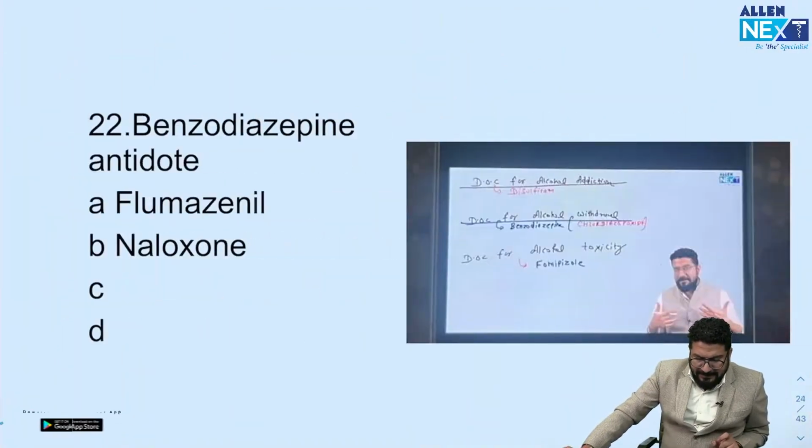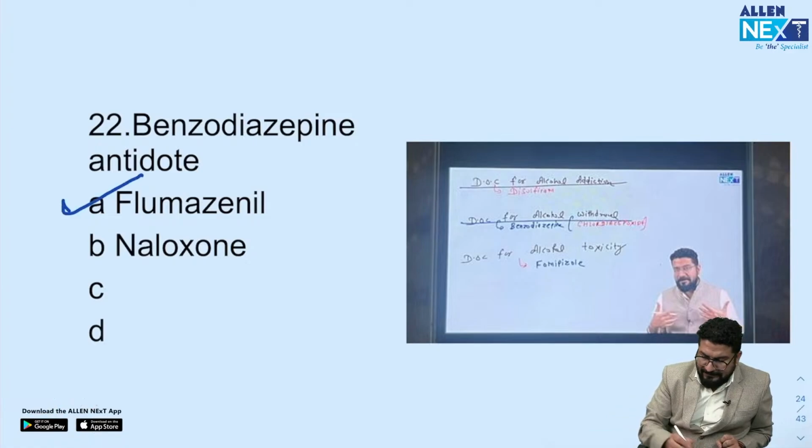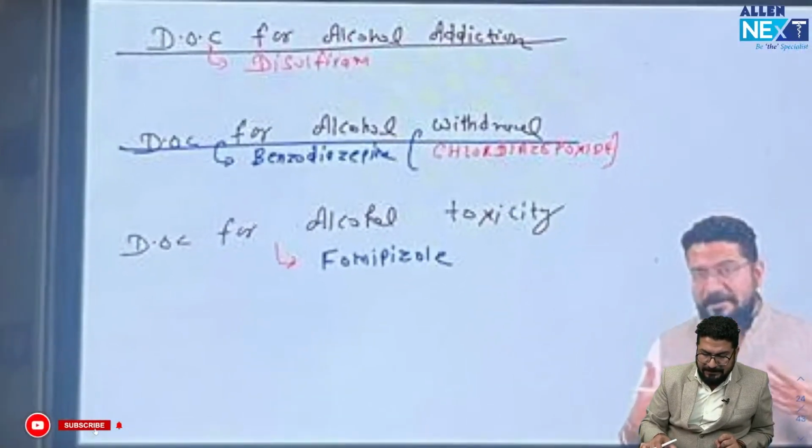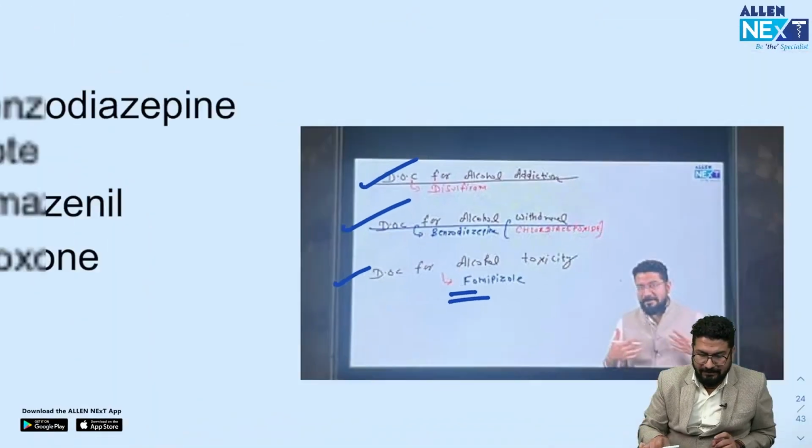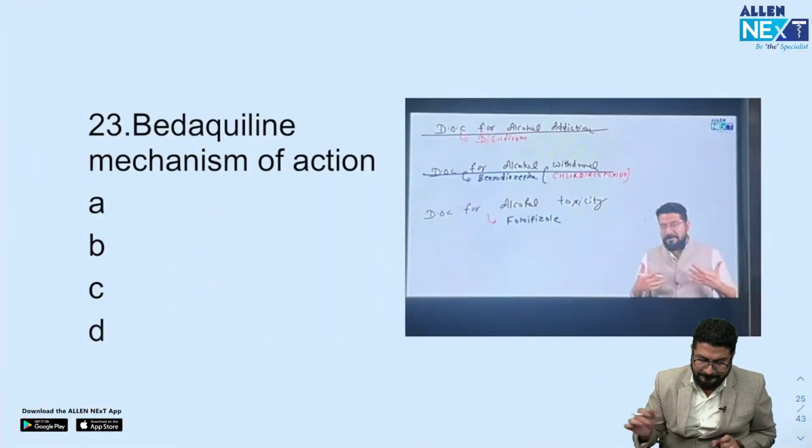Okay, coming to the next, benzodiazepine antidote. That you already know now: flumazenil. We have discussed this. Remember, I told you the drug of choice for alcohol addiction is disulfiram, for withdrawal is benzodiazepine, and for alcohol toxicity we give fomepizole. So again, the question came in the exam straight away from our notes.